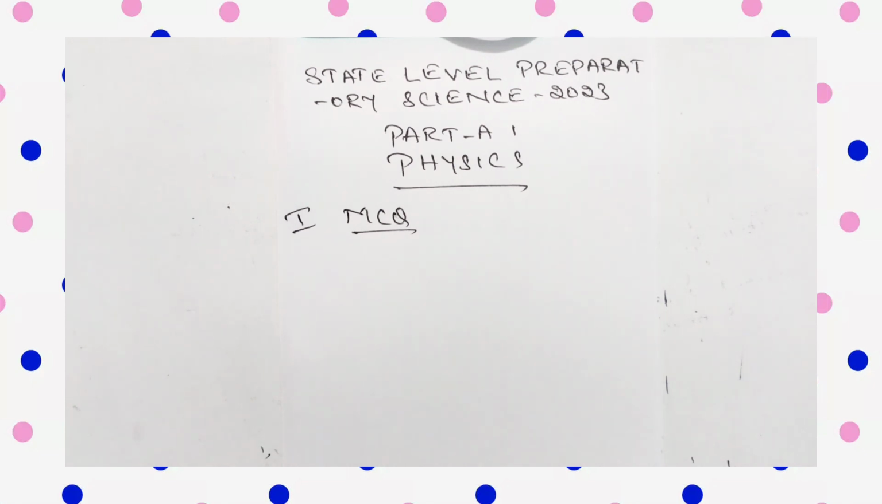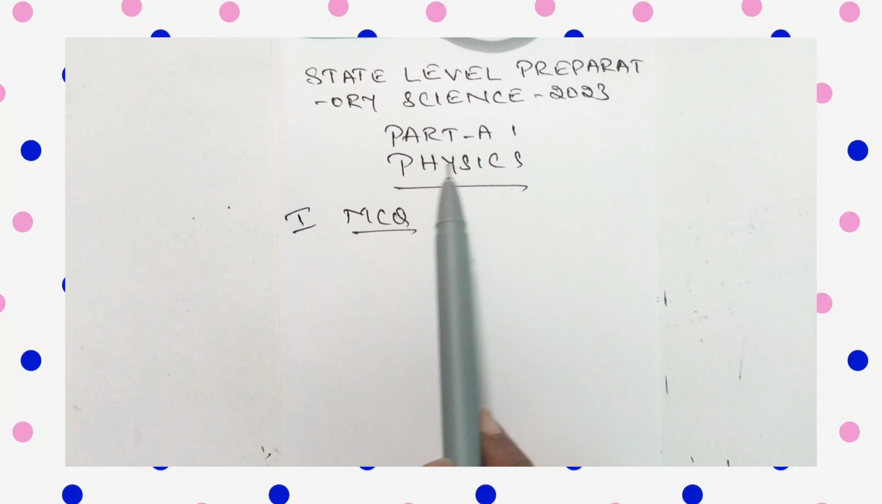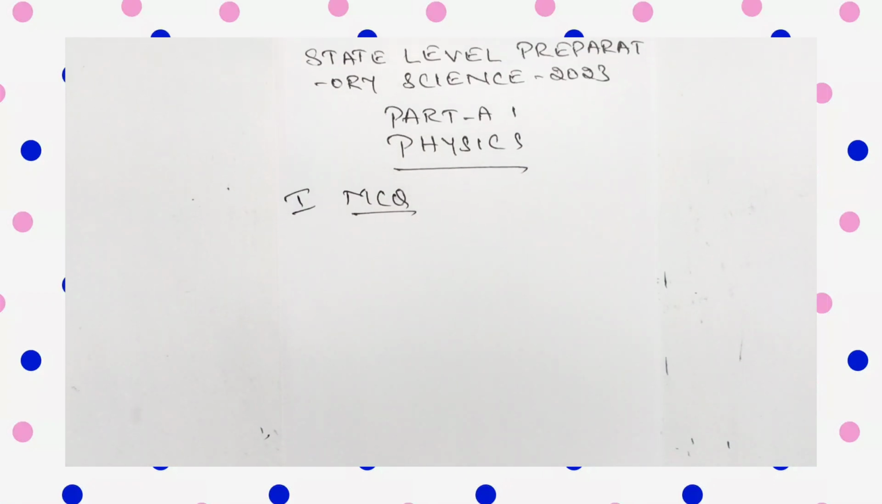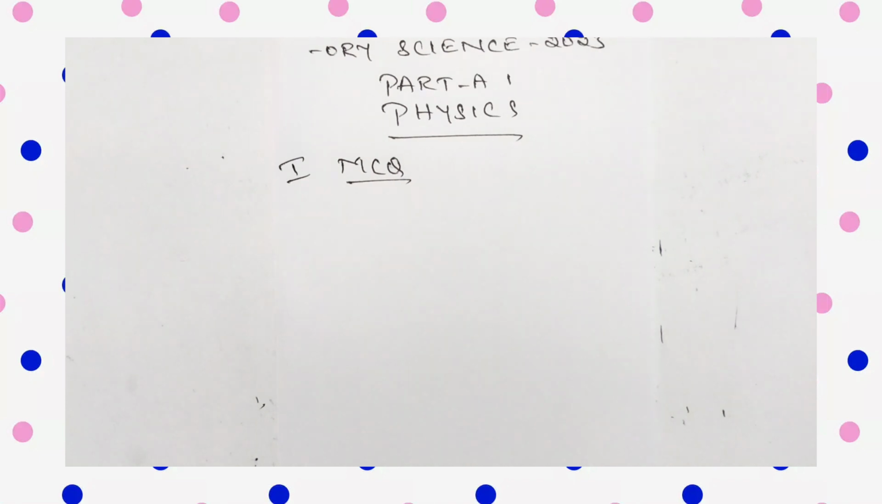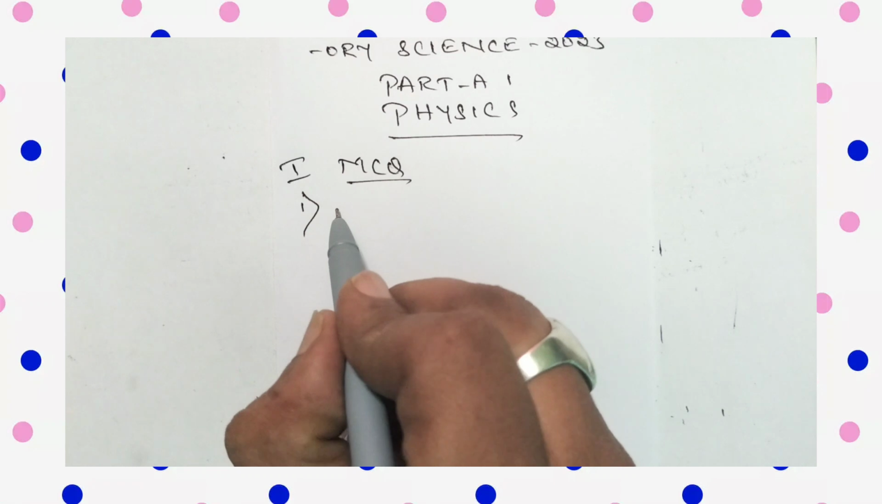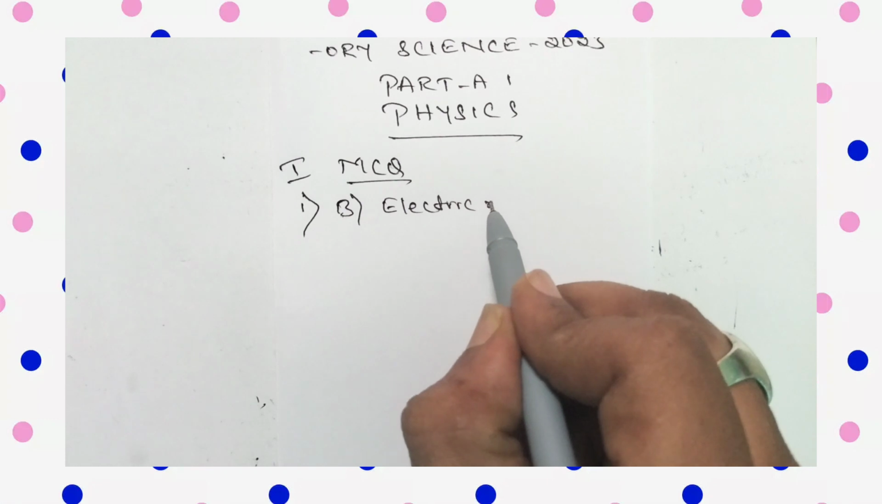In this video, we are going to answer for State Level Preparatory Science 2023 Part A Physics. First, let us answer the physics part. The first MCQ question in physics is: the device that converts electrical energy into mechanical energy. Electric generator, electric motor, galvanometer, rheostat. Which will convert electrical energy into mechanical energy? That is electric motor. So for the first question, option B, electric motor is the right answer.